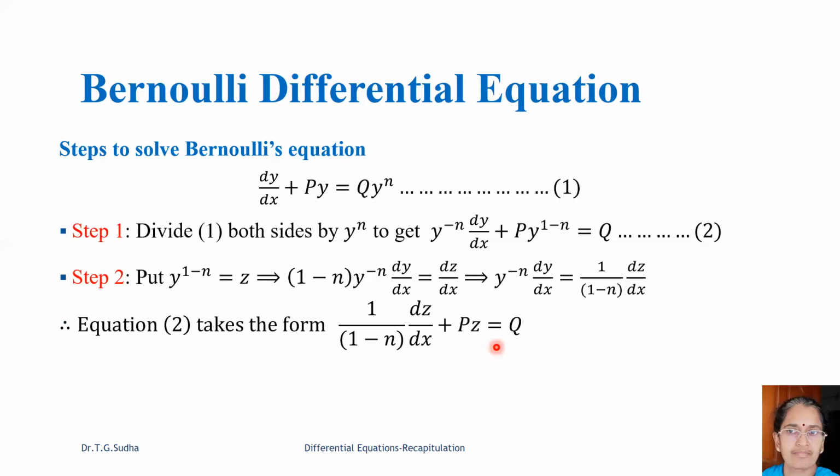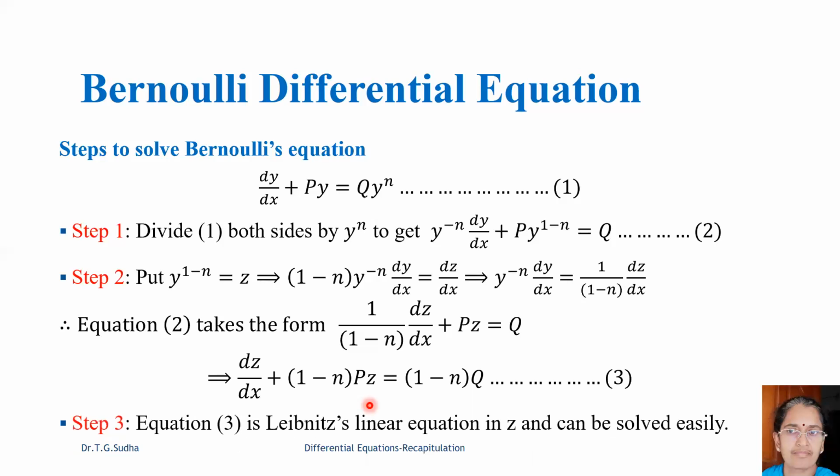Now to bring this to the standard form, we need to multiply throughout by 1 minus n and we get dz by dx plus 1 minus n into pz equal to 1 minus n into q. Let us call this expression 3. This is linear in z now. So it is brought to Leibniz linear equation and we can solve using the method of solving linear differential equations.